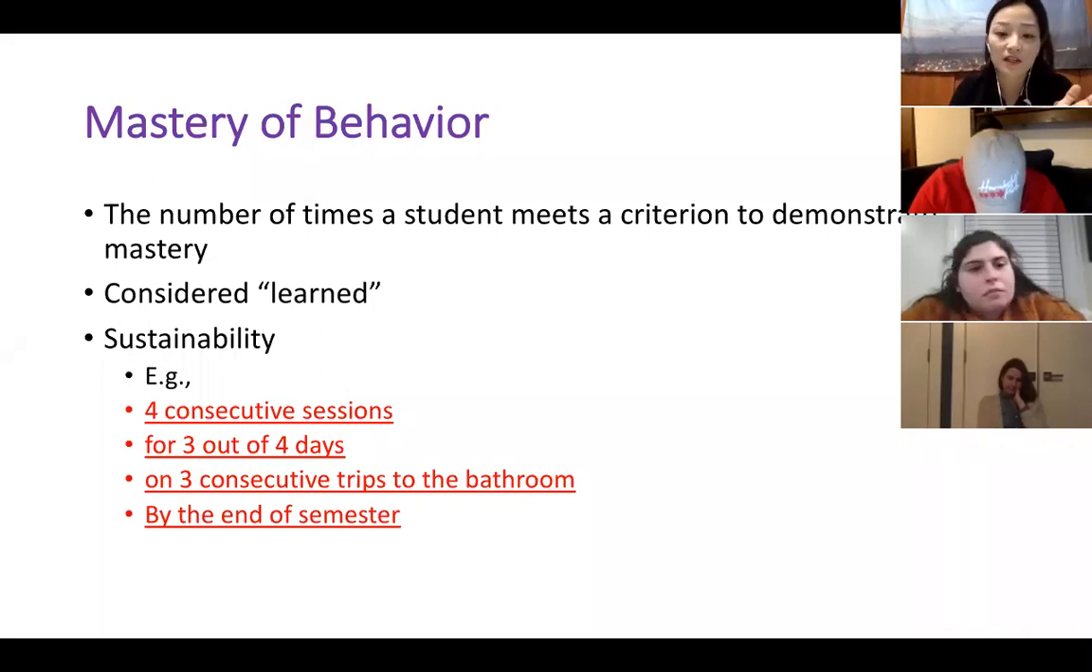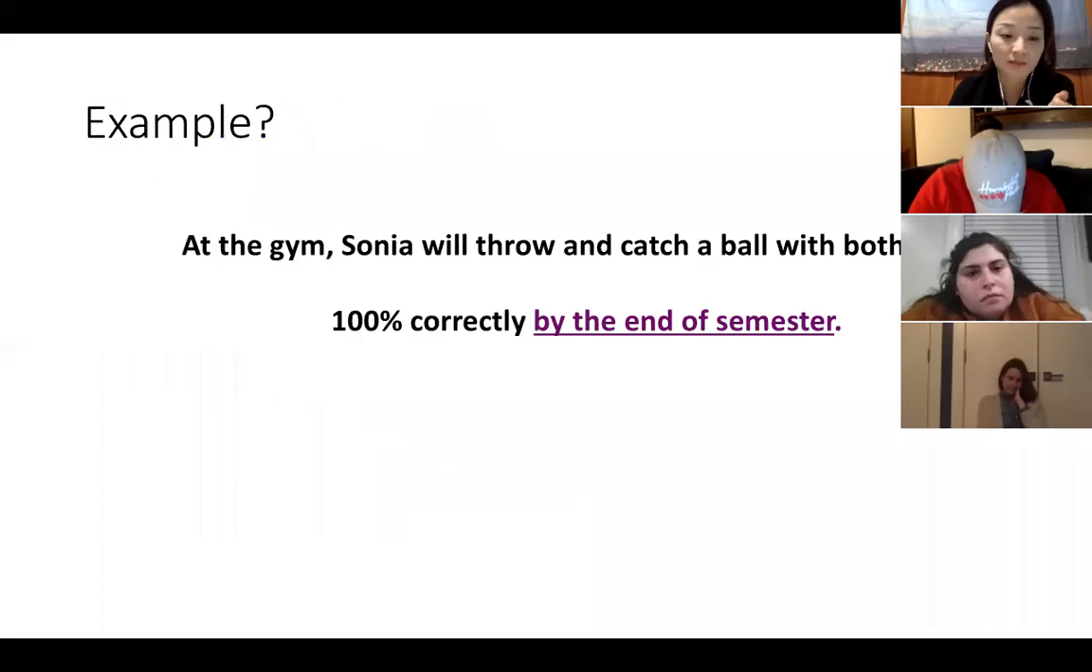Now let's take a look at an example and we're done. This is an example for Sonia. At the gym, Sonia will throw and catch a ball with both hands 100% correctly by the end of semester. You see the highlighted part, by the end of semester. That's the mastery of behavior.